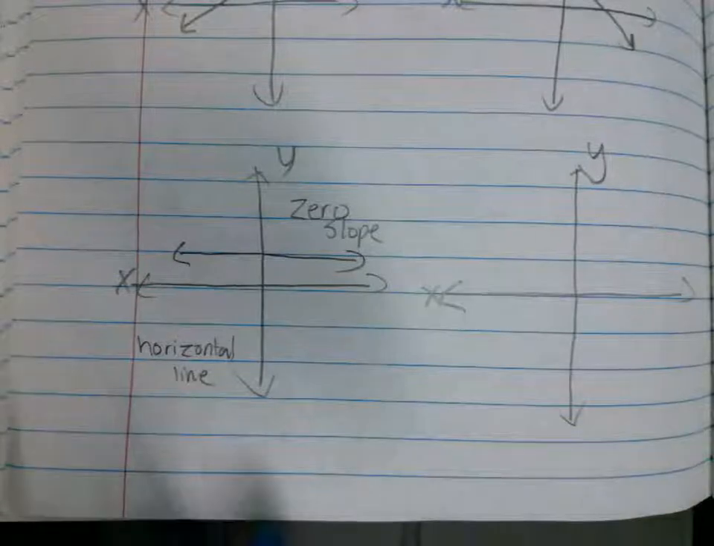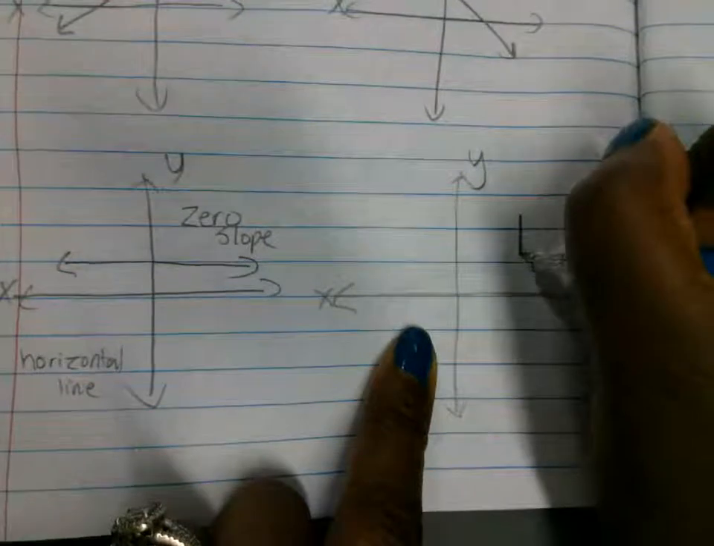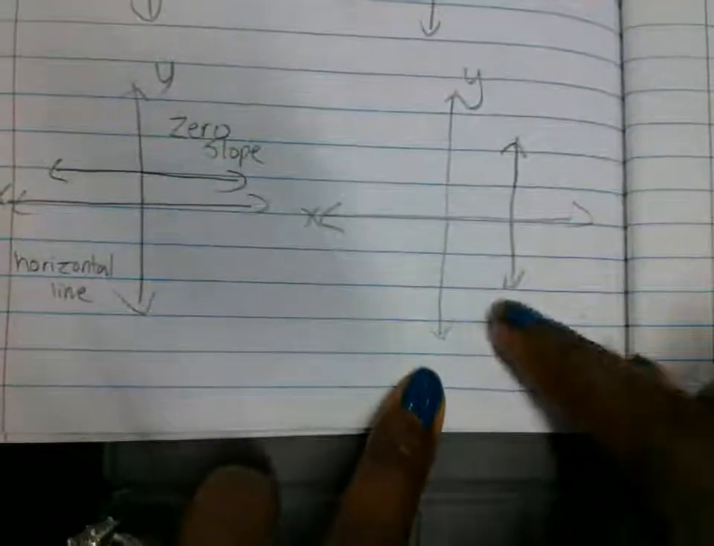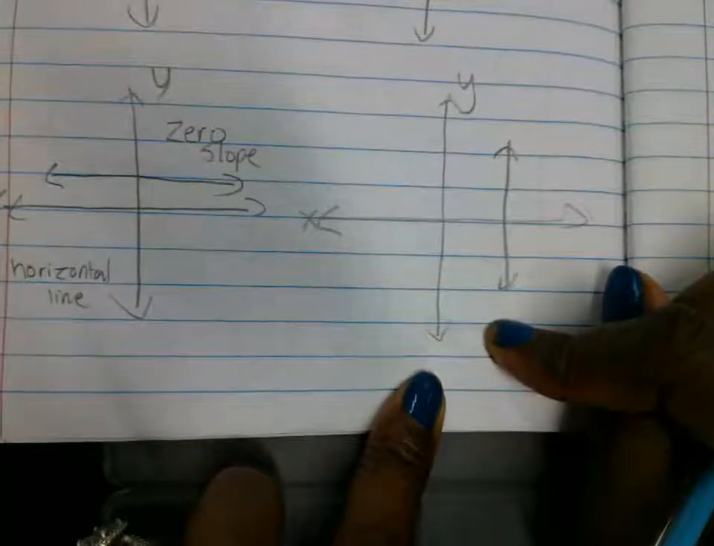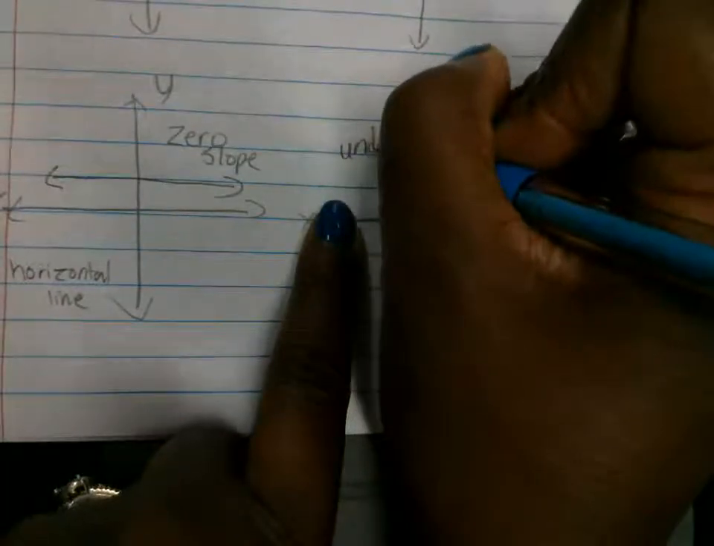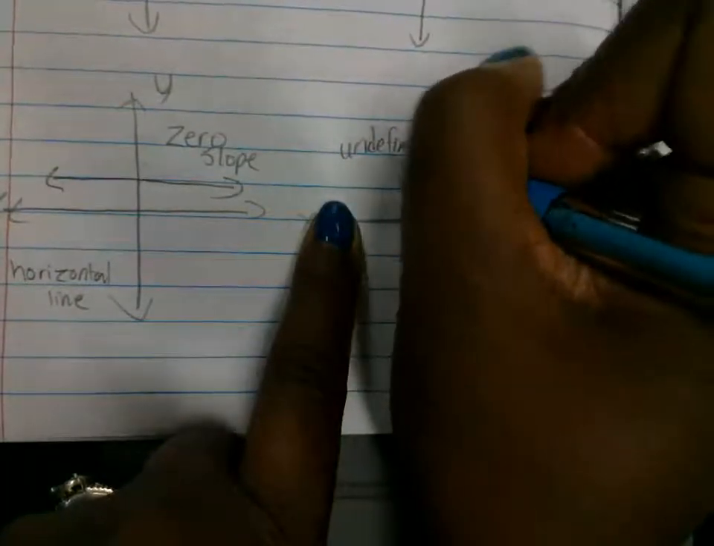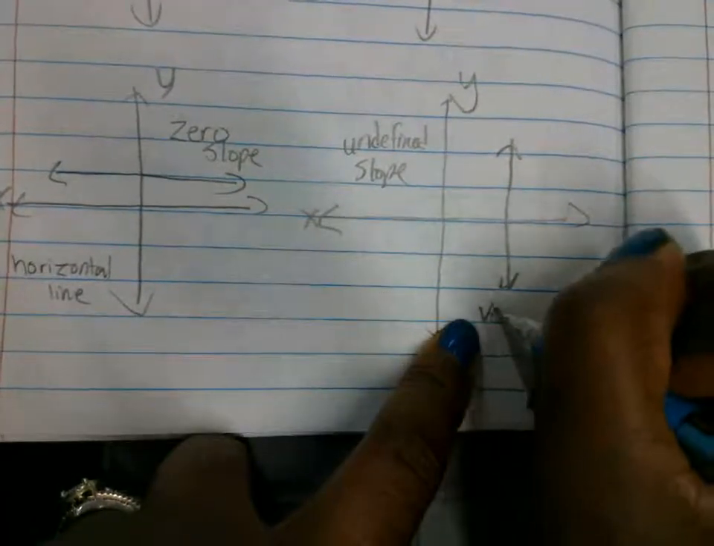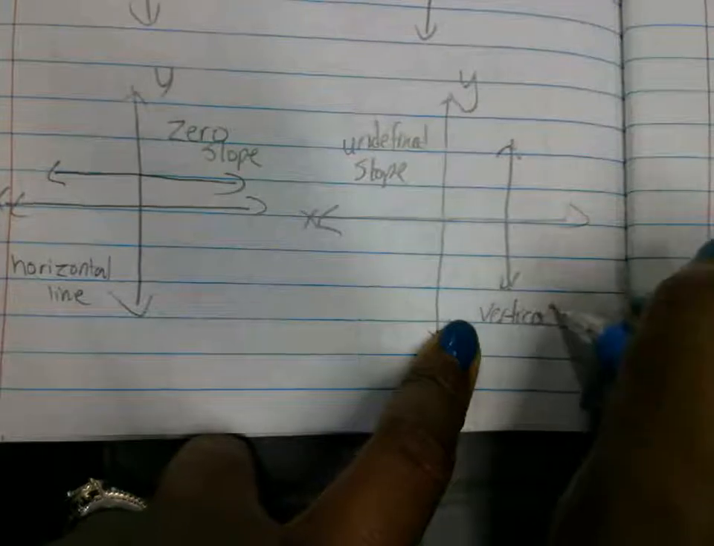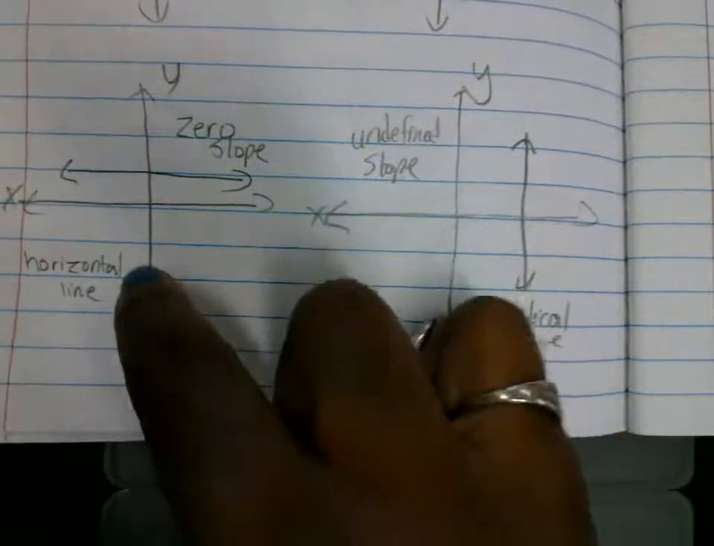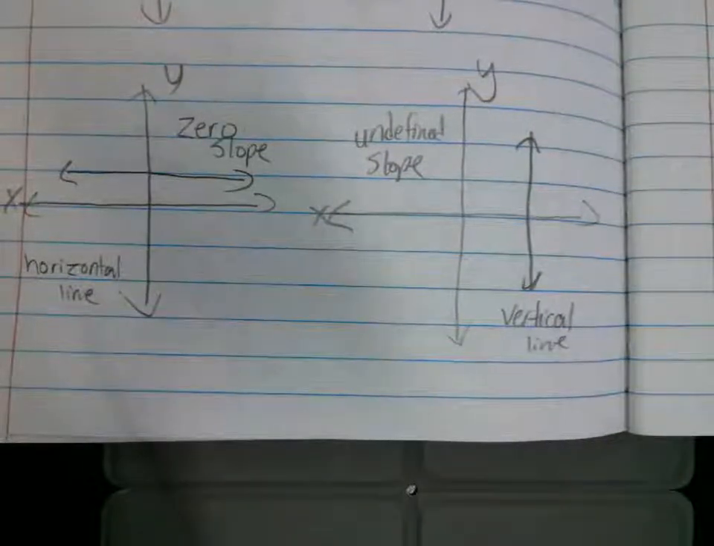All right. This is 0 slope. A line that's straight up and down, a vertical line, has undefined slope. It is impossible to walk up a line that is like this. You climb it, but you wouldn't be able to walk it. This has undefined slope. This is a vertical line. All vertical lines have undefined slope. All horizontal lines have 0 slope.